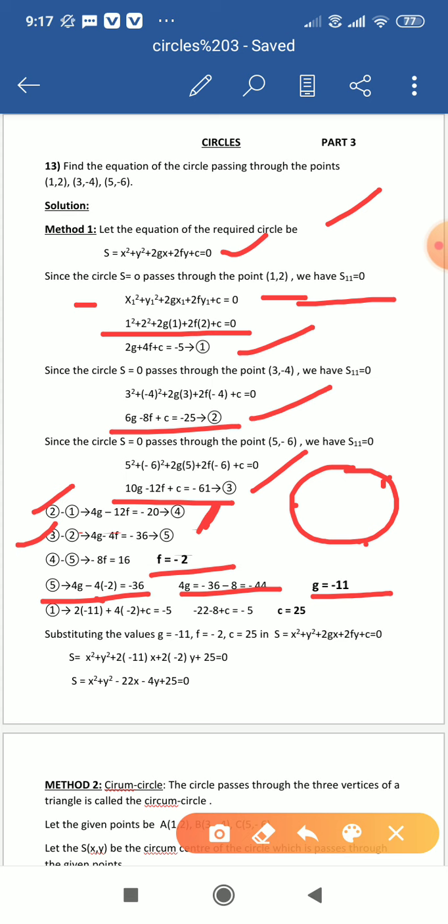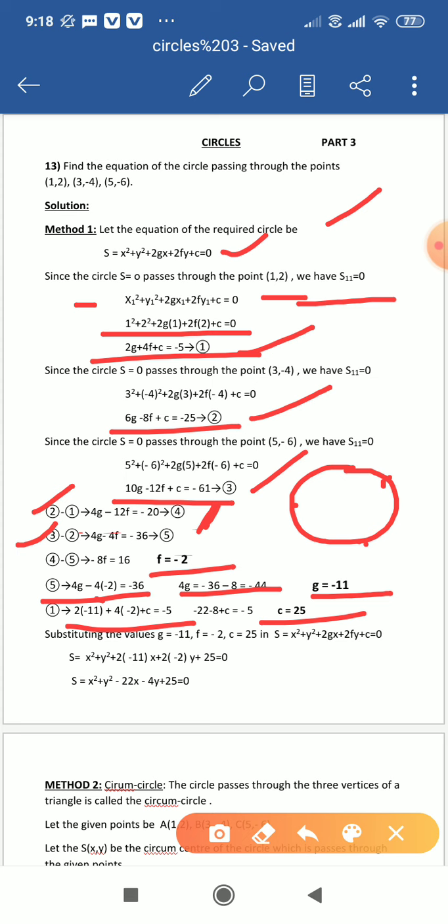Because the three equations are in terms of g, f, c. So substitute f is equal to minus 2, g is equal to minus 11, in 1. What is the first equation? 2g plus 4f plus c is equal to minus 5. So 2 into minus 11 plus 4 into minus 2 plus c is equal to minus 5. From that we have c is equal to 25.